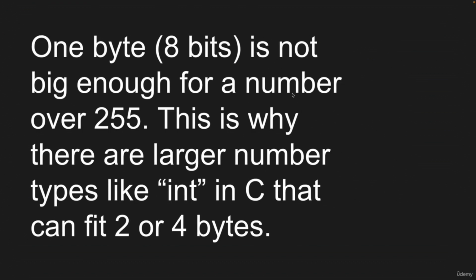So 1 byte or 8 bits is not big enough for a number over 255. This is why there are larger number types like int, or integer, in C that can fit 2 or 4 bytes. So we can add even more binary digits. And with those, we can keep multiplying by 2 on the decimal values, so it can be like 128 times 2, which is 256. And further on, multiply by 2 even more, which will create large enough numbers. So there are more bytes to fit in.